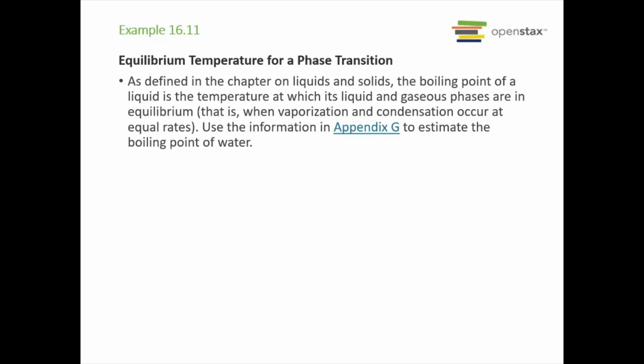All right, next example. As defined in the chapter on liquids and solids, the boiling point of a liquid is the temperature at which its liquid and gaseous phases are in equilibrium. That is when vaporization and condensation occur at equal rates. Use the information in Appendix G to estimate the boiling point of water.